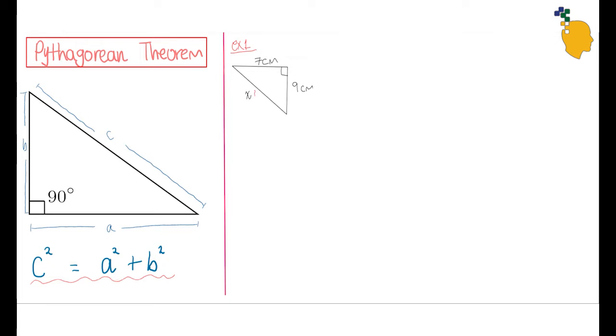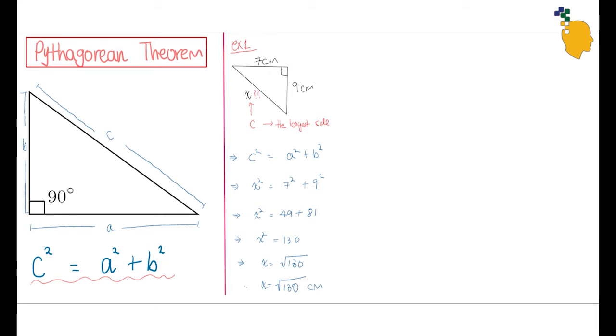So let's use our formula here. C squared is A squared plus B squared. Again, C has to be the longest side, which is x for this example. So it'll be x squared equals 7 squared plus 9 squared. 7 squared is 49, 9 squared is 81, so if you add them, it'll be 130. So we have x squared equals 130. Get rid of the square by putting a square root on the other side. Therefore, x equals root 130 centimeters.